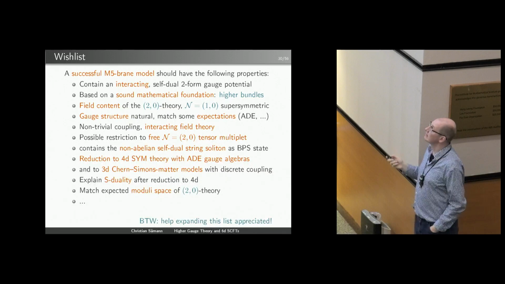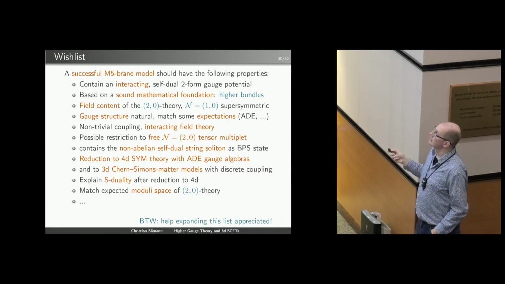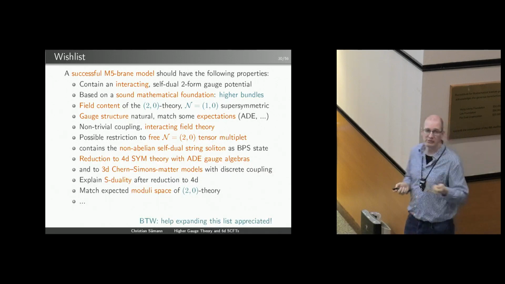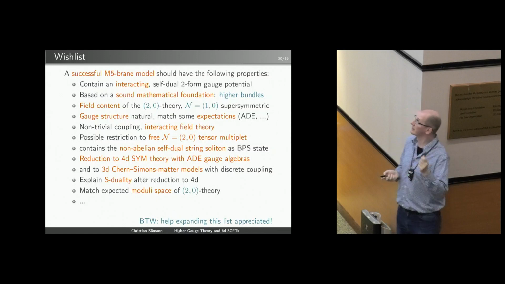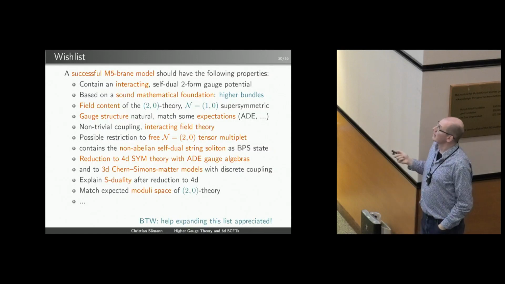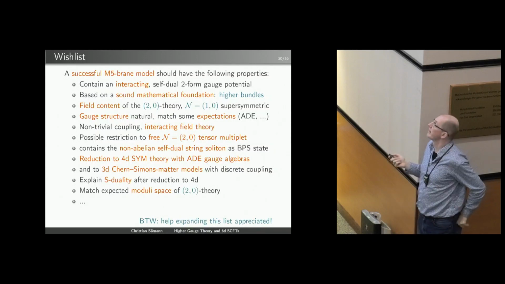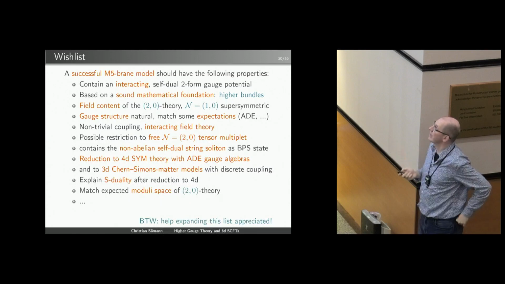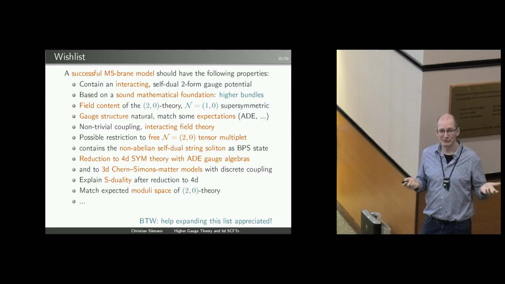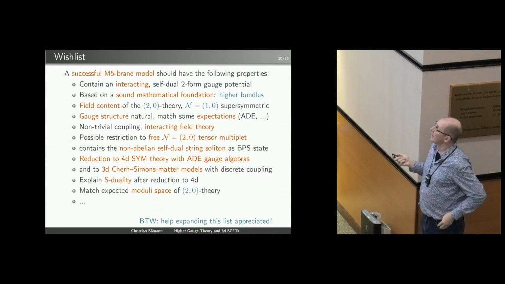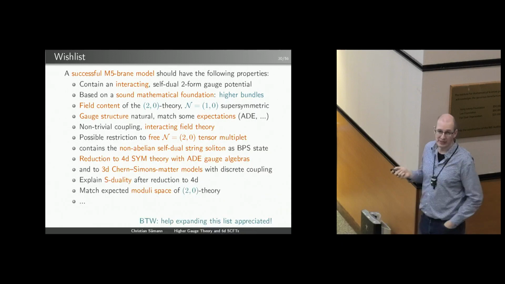It should be at least N=(1,0) supersymmetric. The reason why we accept slightly less supersymmetry in a manifest formulation is because M2 brane models have a similar feature. They only give you N=6 instead of N=8, right? So that's reasonable to expect. The gauge structure should be natural and should match some expectations, so there should be relation to ADE gauge groups and so on. We want non-trivial couplings and an interacting field theory, of course, otherwise this would be pretty boring. We want restrictions to the free (2,0) tensor multiplet. We want a non-abelian self-dual string.